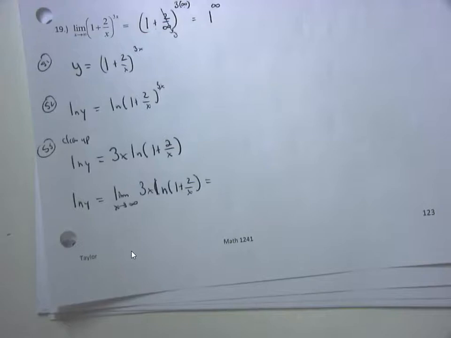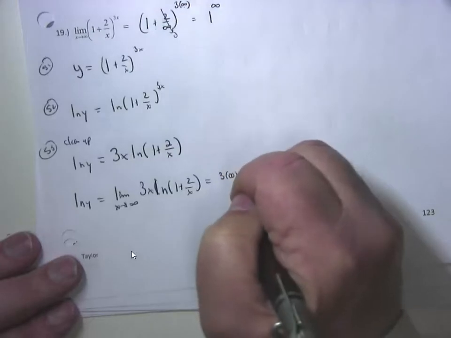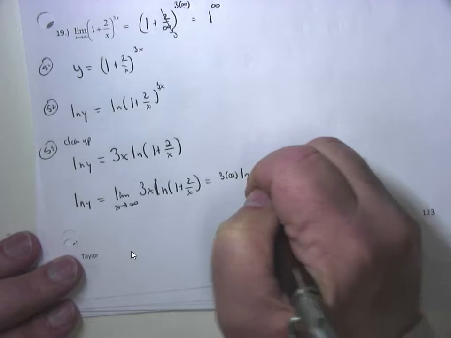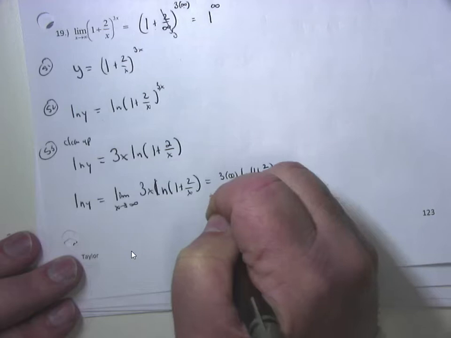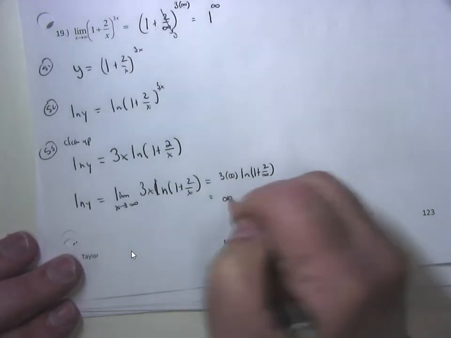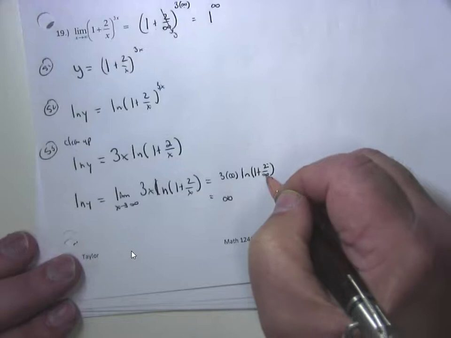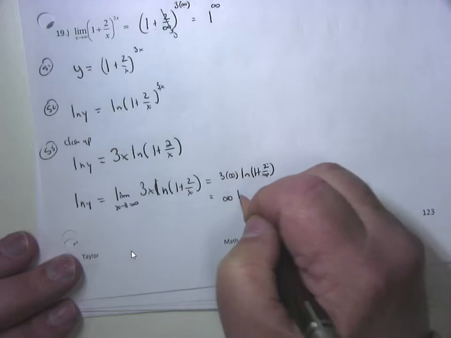Plug it in. Let's see what you get. You're going to get 3 times infinity times the natural log of 1 plus 2 divided by infinity. What's 3 times infinity? Infinity. What's 2 divided by infinity? Infinity on the bottom. What does it go to? 0 plus 1 times the natural log of 1.